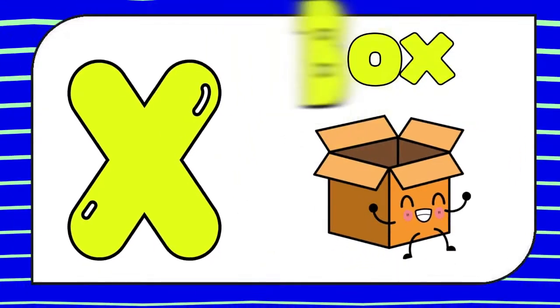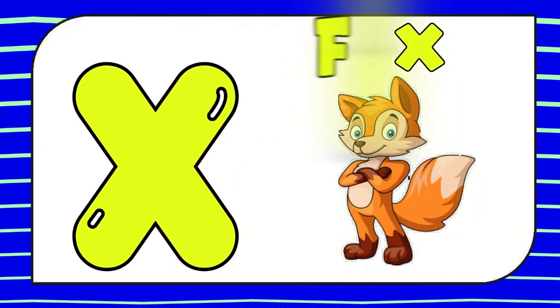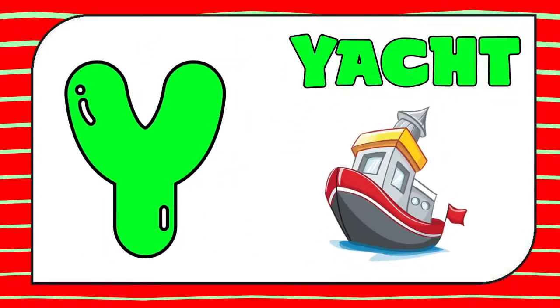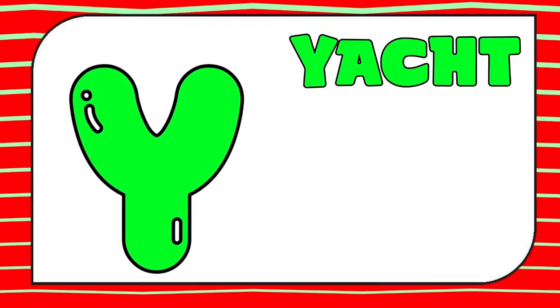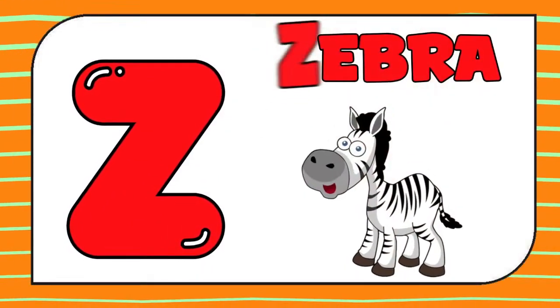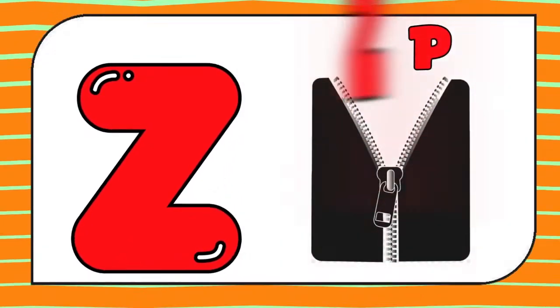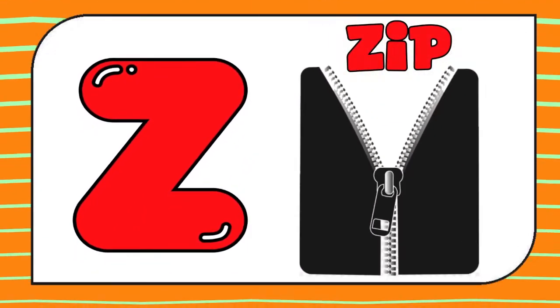X is for box, box. X is for fox, fox. Y is for yawk, yawked. Y is for yawn, yawn. Z is for zebra, zebra. Z is for zip, zip.